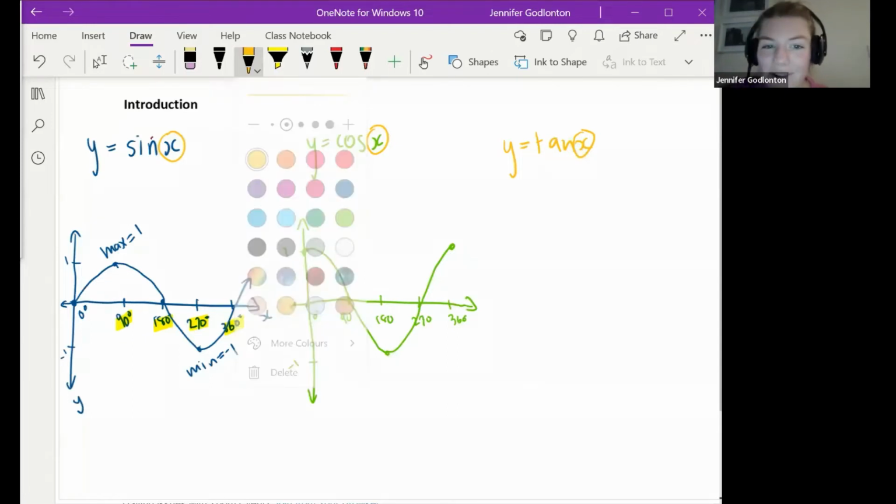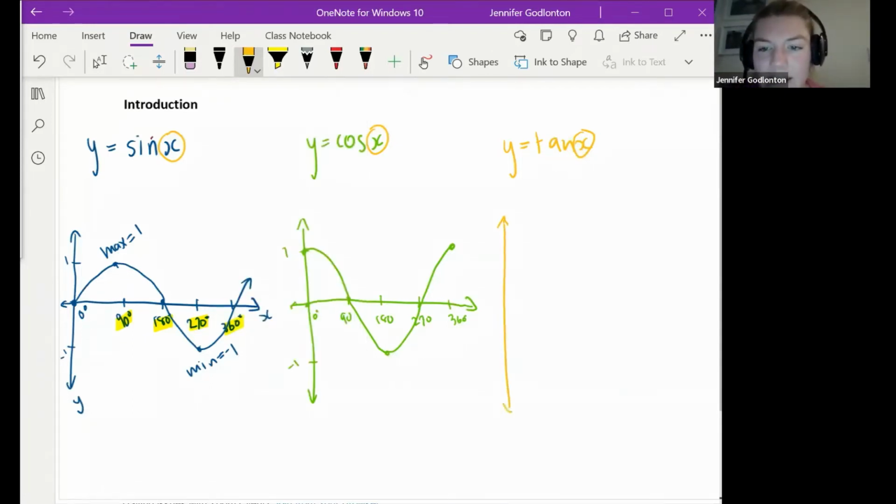And then our tan graph is our sneaky graph, which has my favorite thing of all functions. What does the tan graph have that the sine and cos graph don't have? Tell me in the chat.